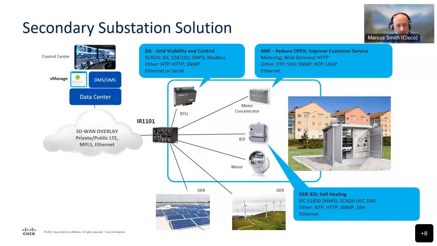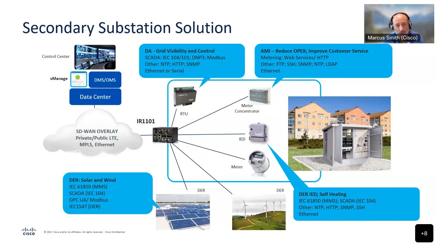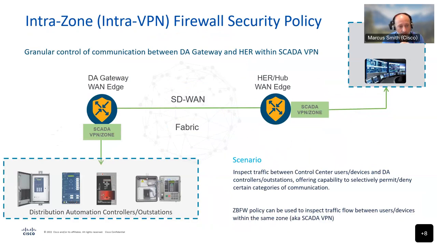And this is a slightly different example of a secondary substation, probably more common in Europe, but where we have a slightly larger distribution substation with potentially more devices. Same solution, IR1101 and SD-WAN overlay. And then from a security point of view, we can manage the security policies centrally and push those out to the devices at the edge of the network. So we don't have to be manually configuring access control lists, for example, or zone-based firewalls at the edge of the network. We can do it centrally, and we can do it per VPN as well. So we can have different policies per VPN on the SD-WAN fabric.